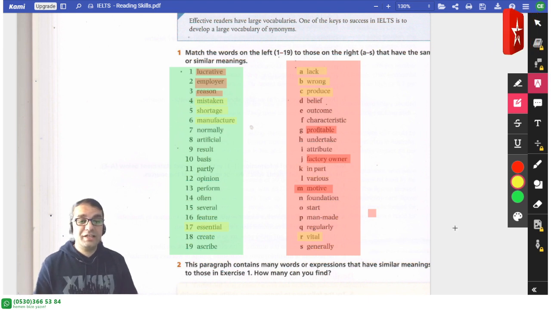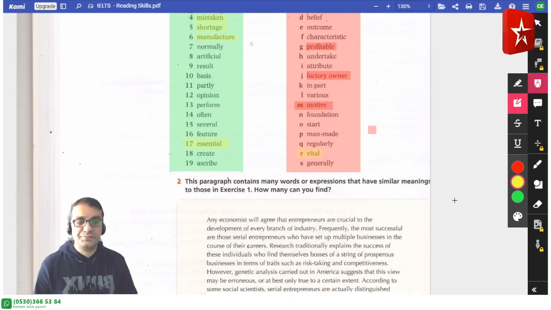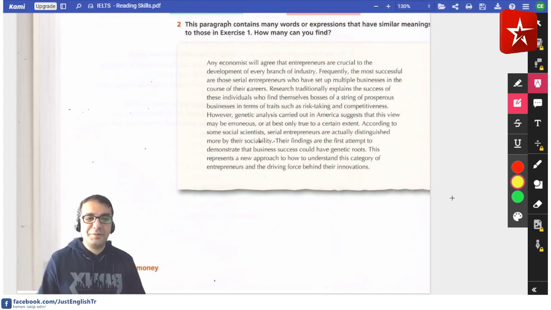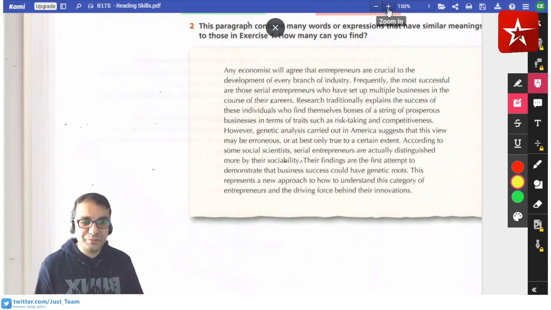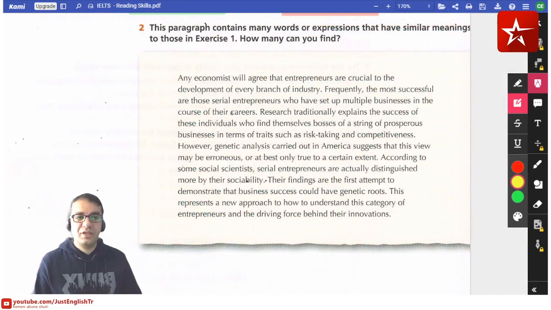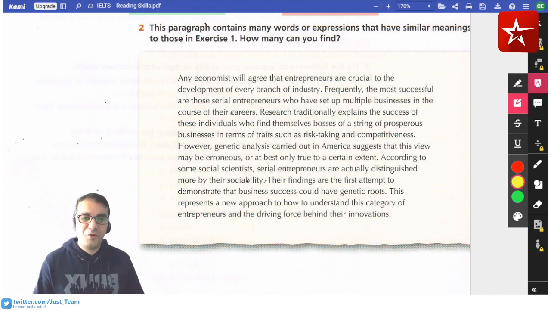Wonderful. Now let's go for this third skill, or the next strategy here, and I will give it to you as a training part. Okay? Now this one is a bit tricky. I'm going to zoom in here. Now I want you to find how many words or expressions in the paragraph here have similar meanings to those in the exercise. Find the similar meanings.